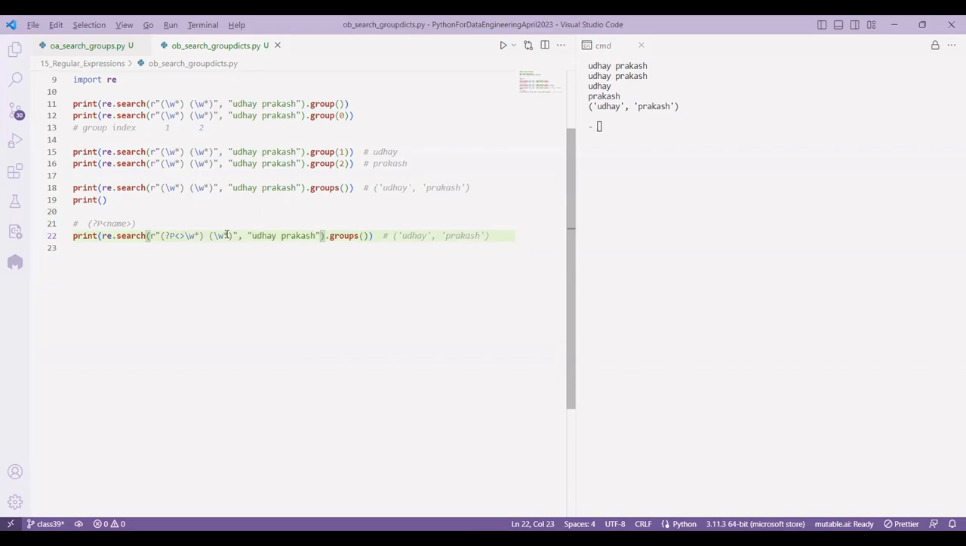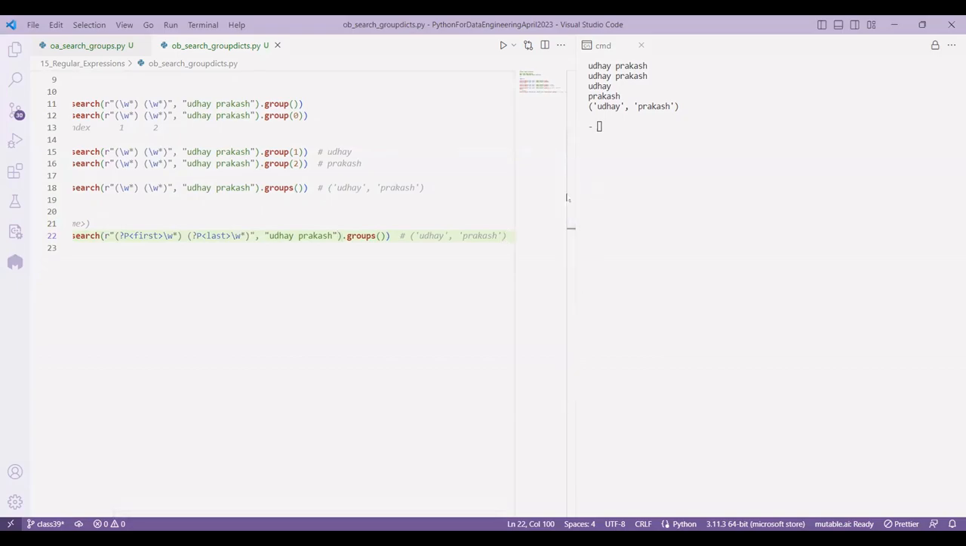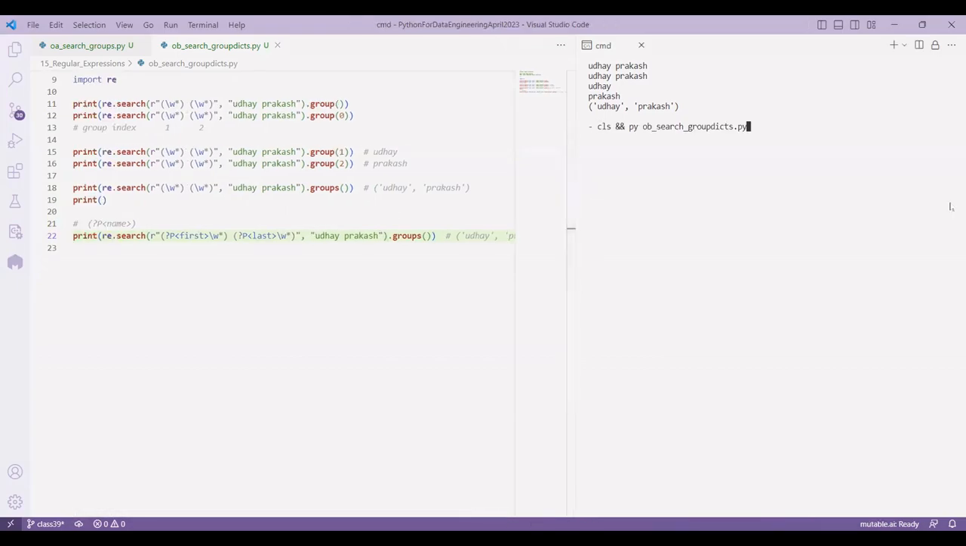If you want any name, I can write first. You write your own pattern, whatever we want. Similarly for the second one, question mark P, and within that we need to write it like this, say last name. I have groups, so I can get the same thing. If you ask, you get it. It makes no difference because you did a dot groups. So groups will give the entire thing.